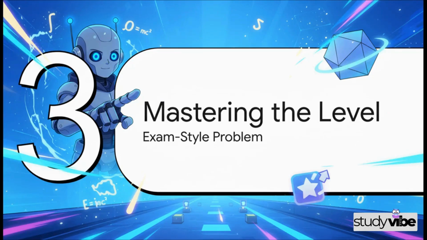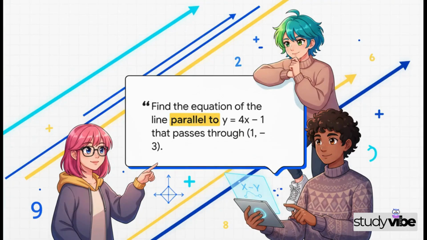All right, that's enough talk. Let's actually put this into action. What do you say? We are going to tackle a real, typical exam-style problem. I'm going to walk you through it exactly like I would in a StudyVibe AI tutor session. Ready? Let's do this. Okay, here's our mission objective for right now. Find the equation of the line parallel to y equals 4x minus 1 that passes through the point (1, -3). Now, whenever you see a question like this, the very first thing you've got to do is just breathe, and then break it down into smaller, bite-sized pieces.